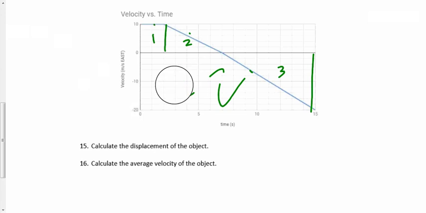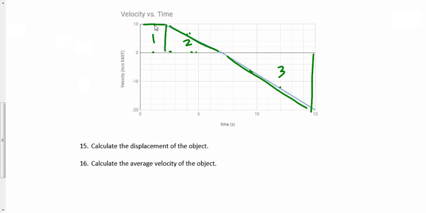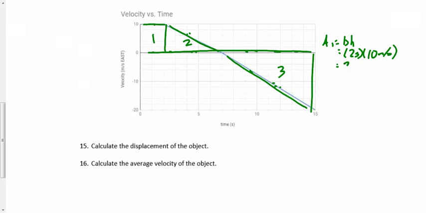You're finding the area, number 1, because it's between the line and the x-axis. Number 2, because it's between the line and the x-axis. Number 3, because it's between the line and the x-axis. So you're finding 3 areas here, 1, 2, and 3. Does that make sense? Area 1, it's a rectangle, base times height. The base of that is 2 seconds. The height of that is 10 meters per second. We multiply those, we get 20 meters.